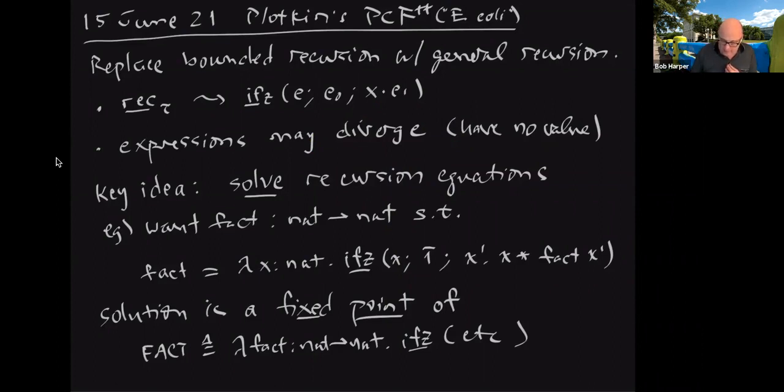So we now have the idea that something can have no value, and that's going to have certain implications about how we reason about programs that I wish to draw out. So that's what I'm really after in the first part of this lecture. So that's why I'm proceeding the way I do.